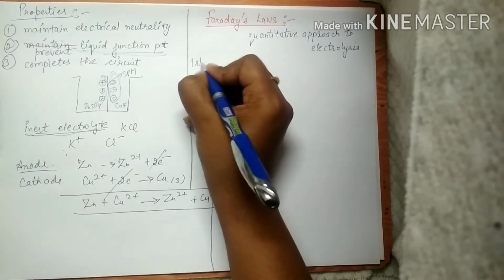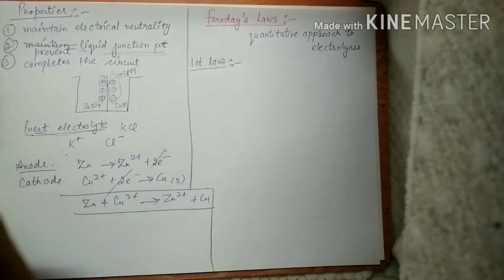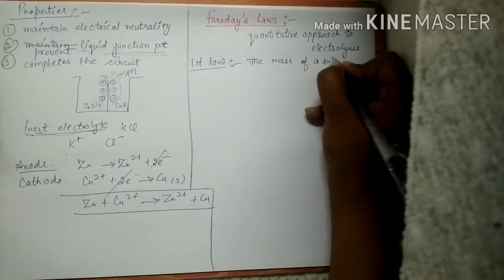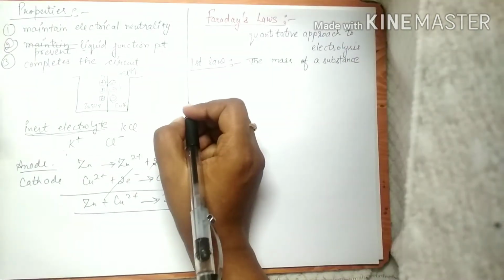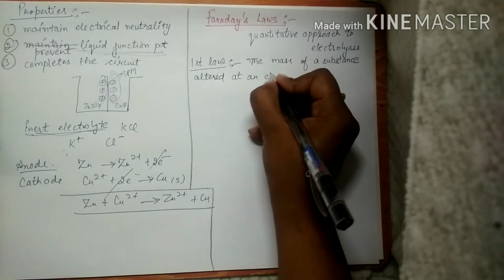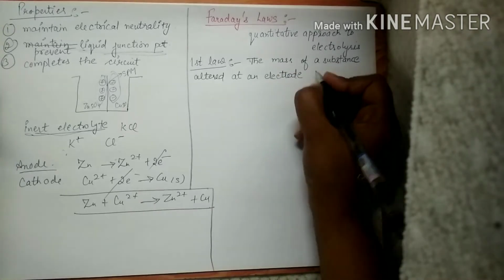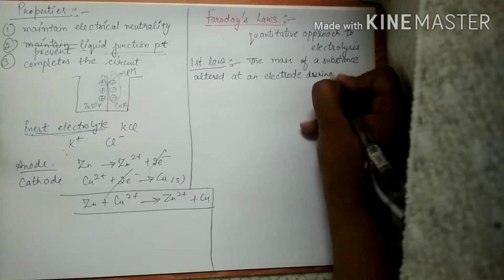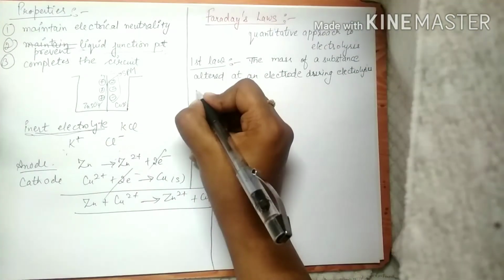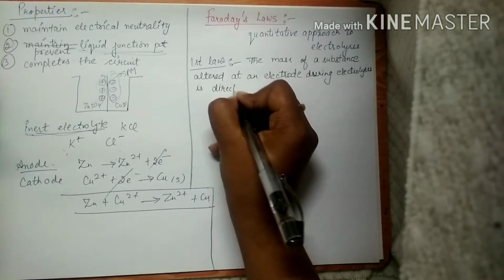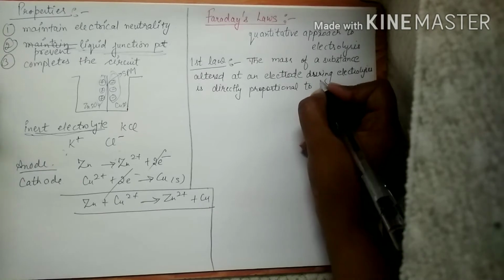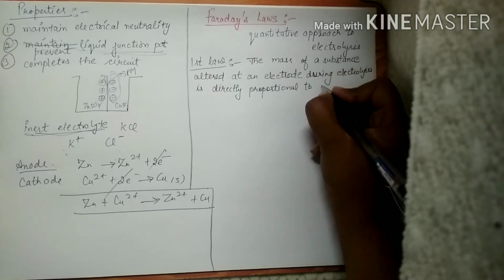So the first law is the mass of a substance altered, or you can say changed, at an electrode during electrolysis is directly proportional to the quantity of electricity or charge transferred.